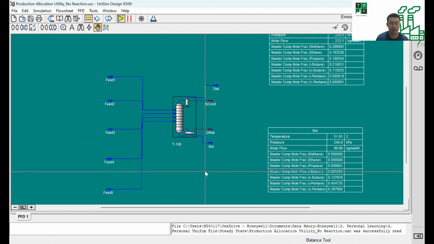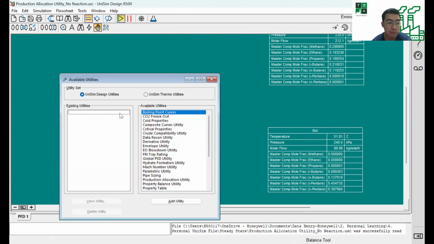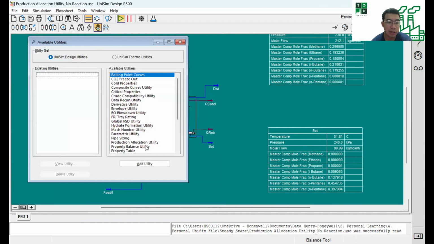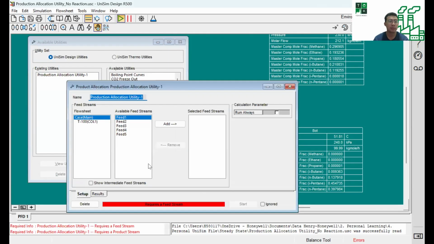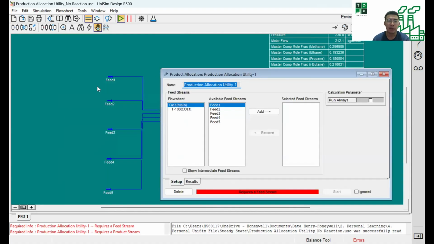Okay, so let's try the production allocation utility. Open the utility tab. Then we add the production allocation utility. So here at the first page, we have the available feed streams. UniSim will detect only the feeds that are incoming from the boundary, so no intermediate stream is detected. But if you want to show the intermediate feed stream, you need to click on this button. But since we don't have any intermediate feed stream, this button has no effect in our case. Okay, so I will add all the feeds here.